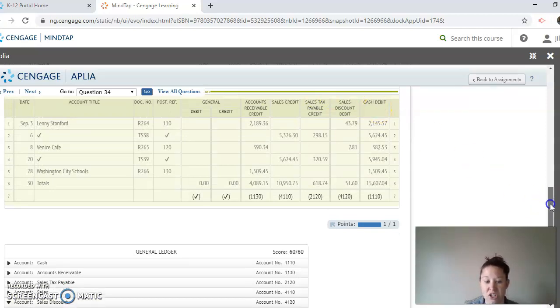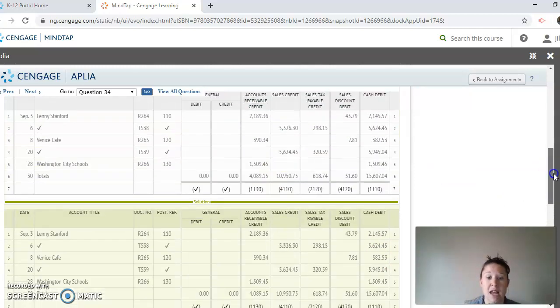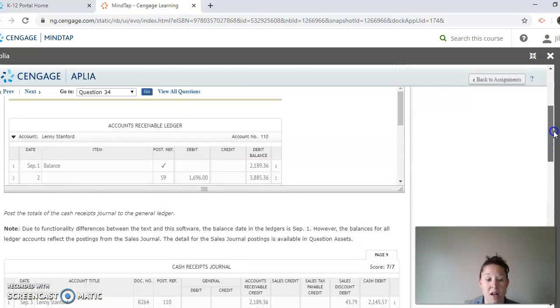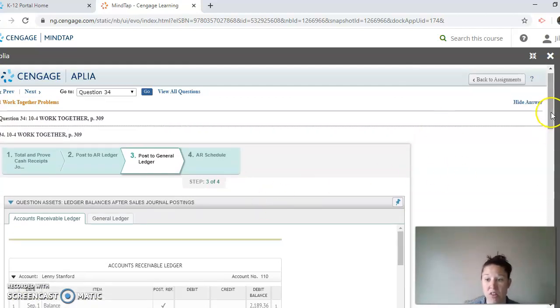Lastly, we have cash, that is a debit. So the date is the 30th from Cash Receipts Journal, page 9. We are debiting $15,607.04. Debit, and a debit means we add, so the updated balance is $17,608.96. And then we put 1110 back up at the top in parentheses. So now we've finished posting our column totals from the Cash Receipts Journal to the general ledger.